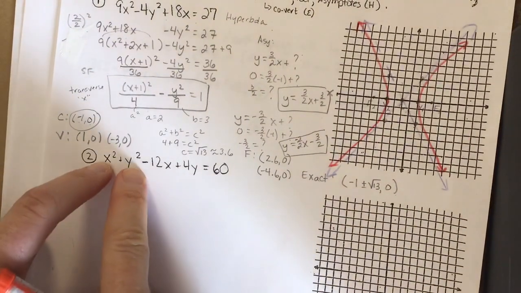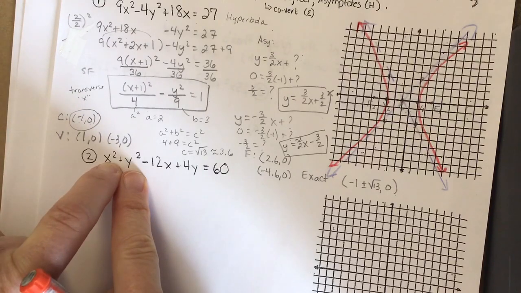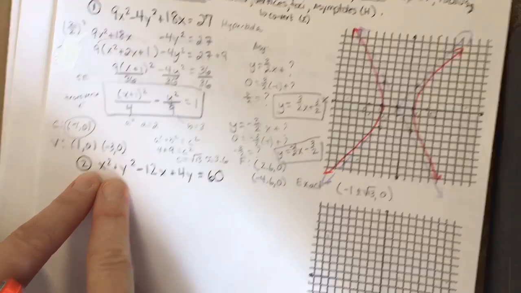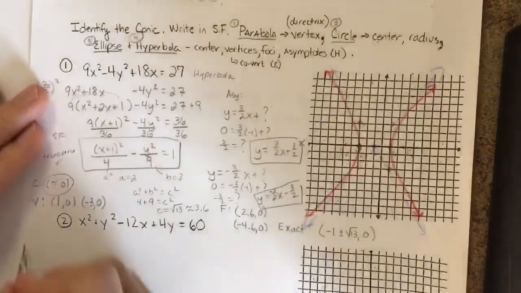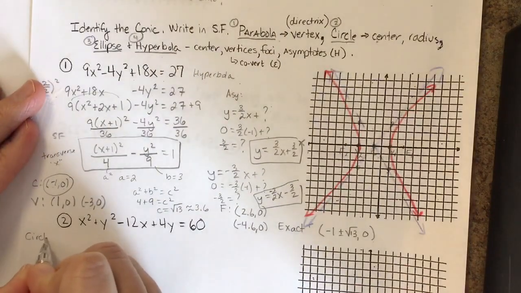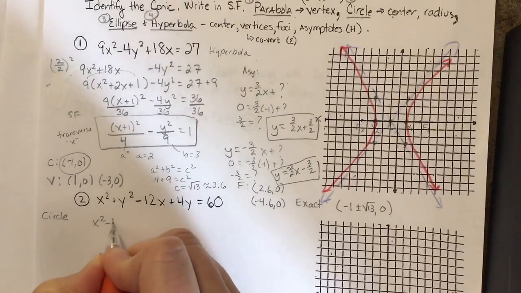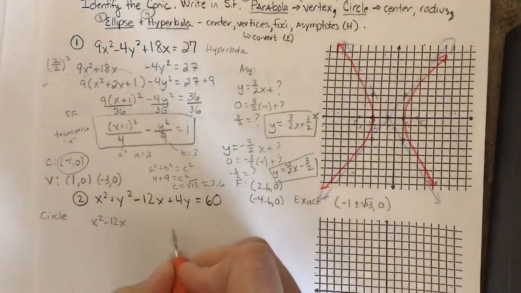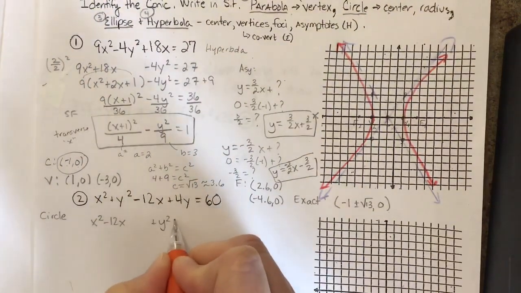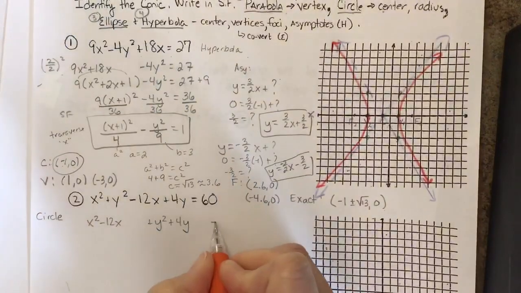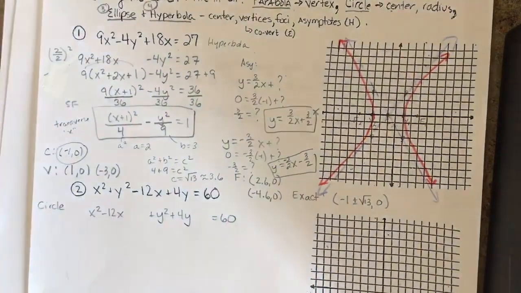x squared and y squared, but plus, and the coefficients are the same. So this is a circle. Probably the most basic of the conics. So I'm going to have x squared, then I go minus 12x, leave a spot. We have to complete the square. Then y squared plus 4y, leave a spot to complete the square again.